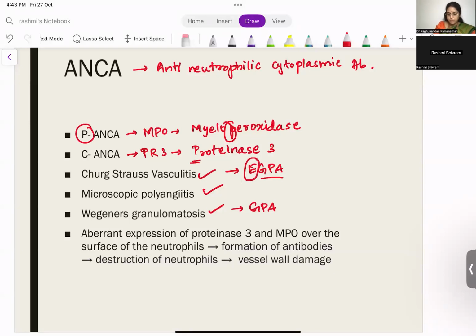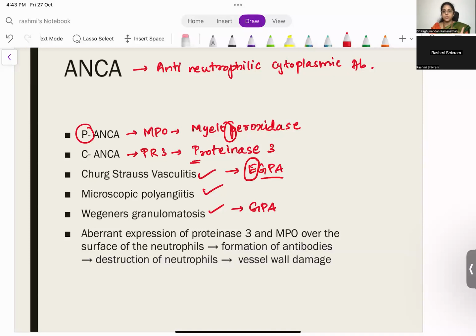Plus, you have a component of eosinophilia, right? In Churg-Strauss, you have eosinophilia. It's called eosinophilic granulomatosis with polyangiitis. Whereas in Wegener's, it is called granulomatosis with polyangiitis. I want you to know both the terms. That's why I've written it in the older format so that I can tell you the newer words. Okay. Yes.